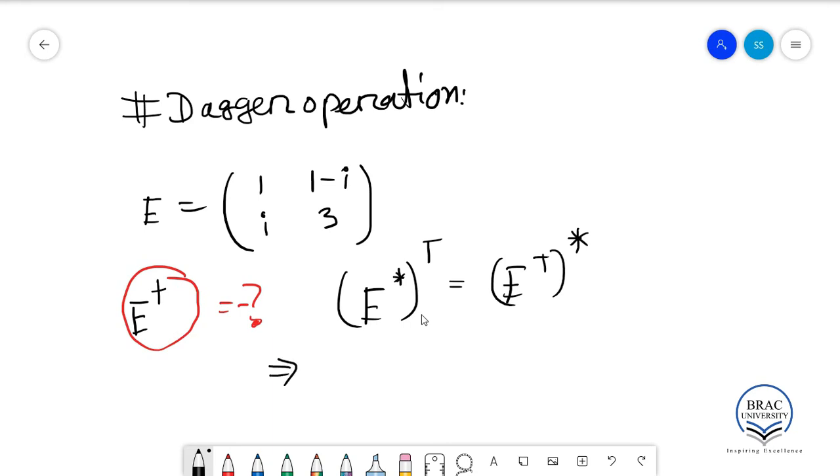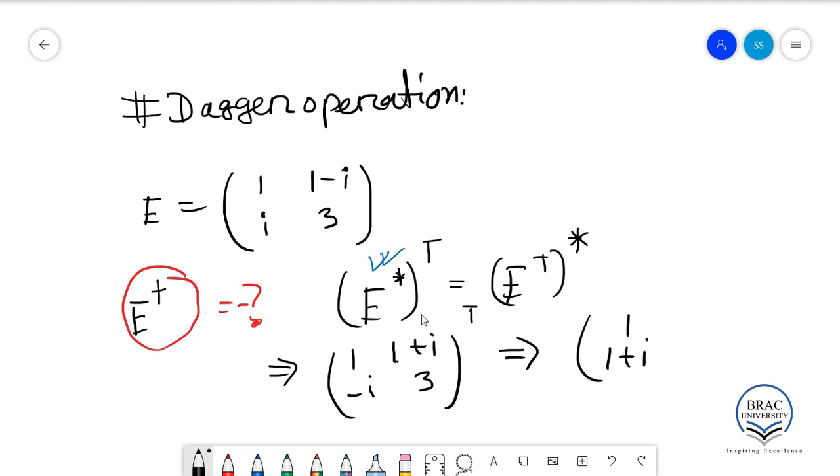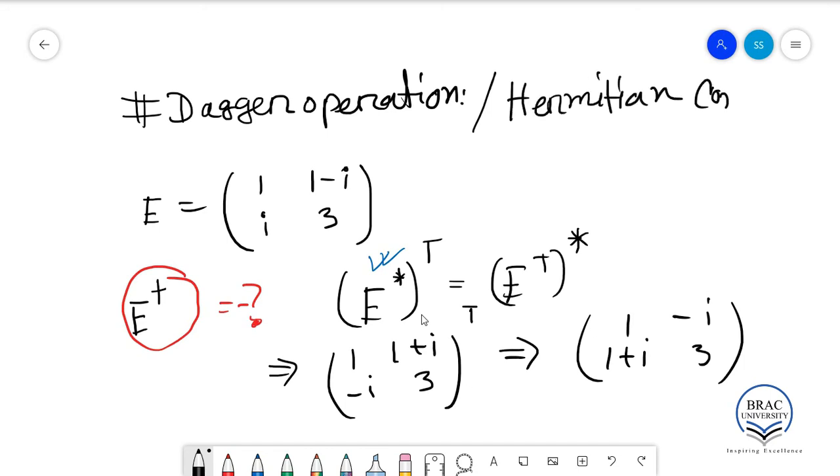So let's do this part, that is we'll first take the conjugate and then transpose it. So after you take the conjugate, this becomes 1 plus i, minus i, 3, and then you have to transpose it. So after you transpose it, it's just 1 plus i, minus i, 3. So this is how you can take the Hermitian conjugate or dagger operation on a matrix. Let me just write this Hermitian conjugate for your convenience.